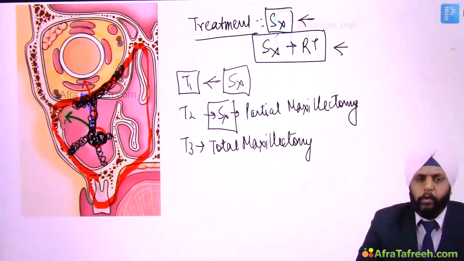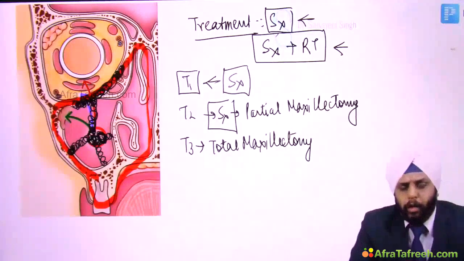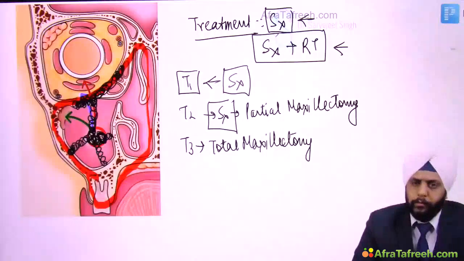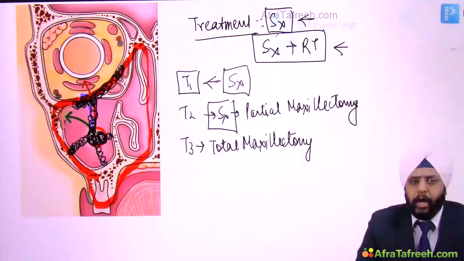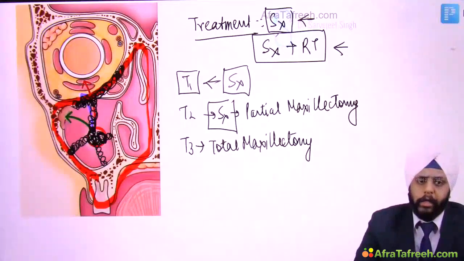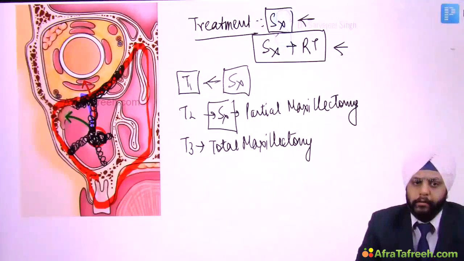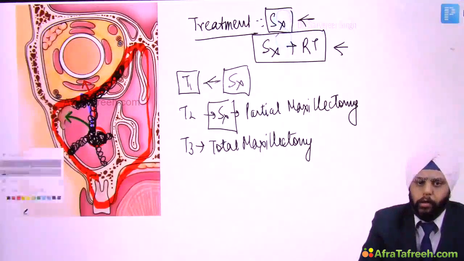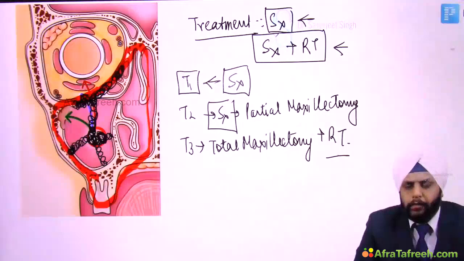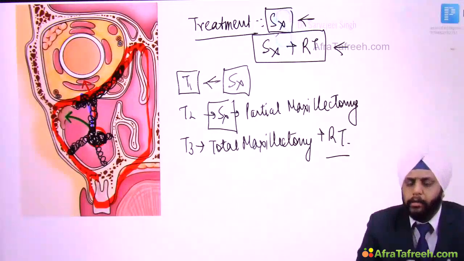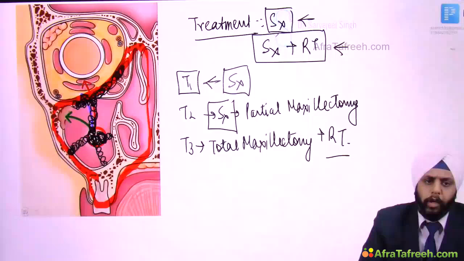Now you see, because the eyeball is not involved, I am trying to save the eyeball. I don't want my patient to go blind without having any eye symptoms. I know by my imaging that it has not involved the eyeball, but I may leave some part over here. That is my worry. So when I do the surgery, I will also give post-operative radiotherapy, so that if some remnant is left, it is killed by the radiotherapy. So T3 will be surgery plus radiotherapy. Now T4A.